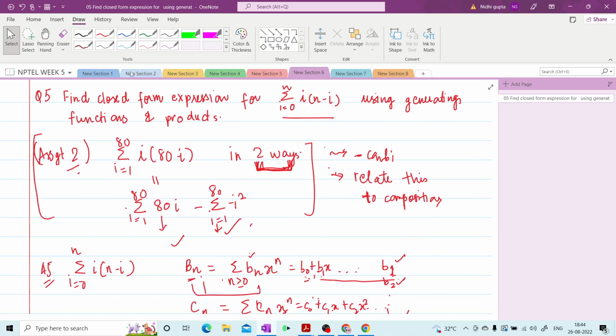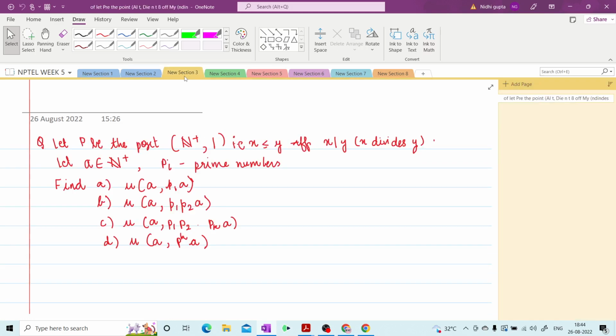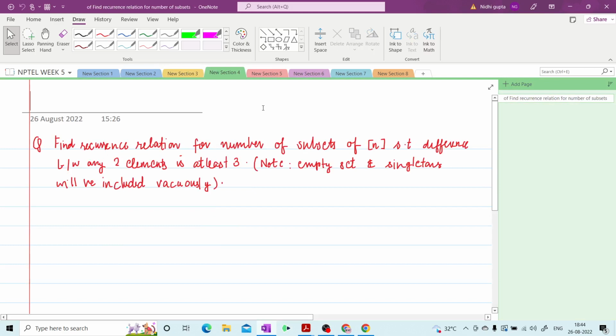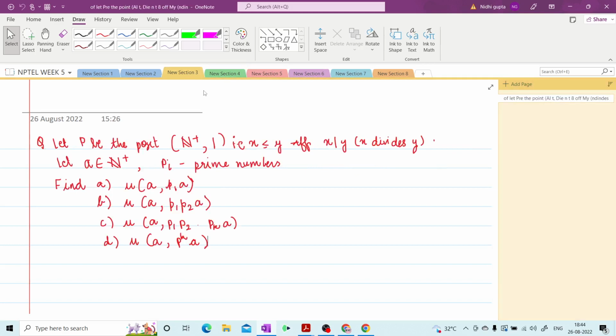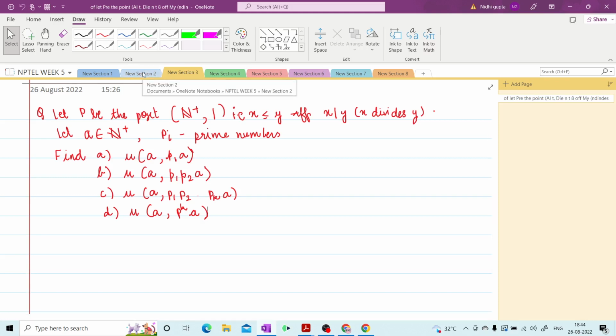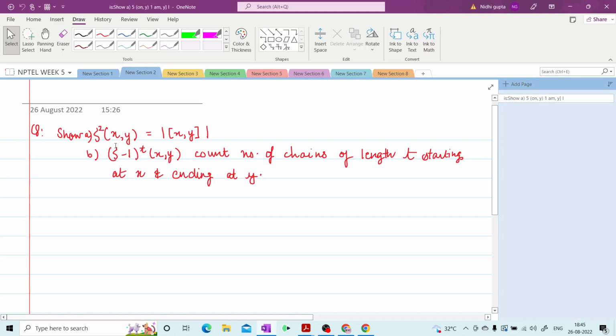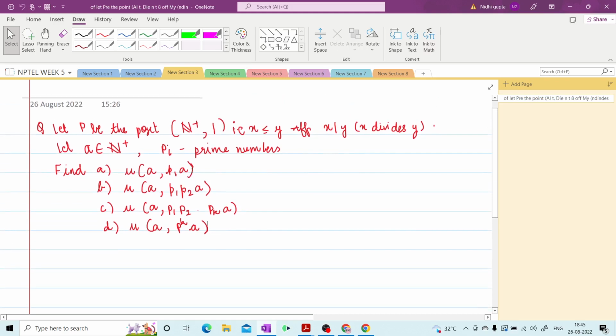Okay. So I have selected a few questions from the zeta function and Mobius function, and there is also some question from recurrence relation. Which one do you want to discuss? Mobius, you do it. Okay, fine. Mobius function with the Hasse diagrams, no? Not the zeta function. Hasse diagram. Okay, fine.